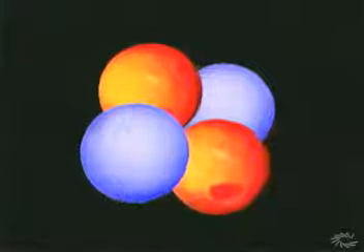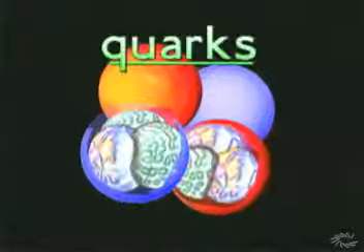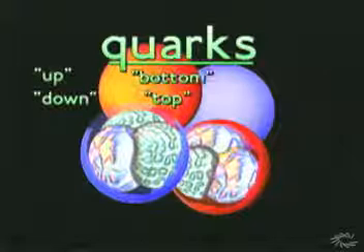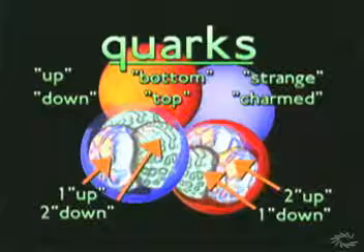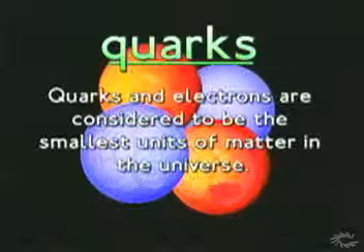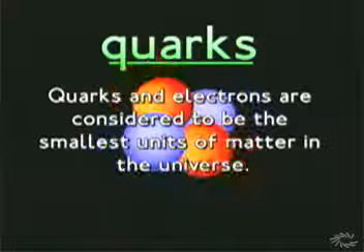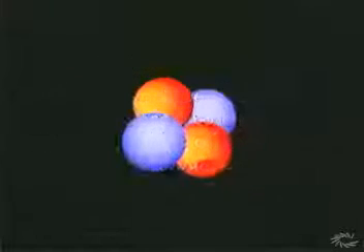The protons and neutrons in the nucleus are actually made up of even smaller particles called quarks. There are 6 different types of quarks, but only 2 occur in atoms. The others exist only in unstable particles. Quarks and electrons are considered to be the smallest units of matter in the universe.